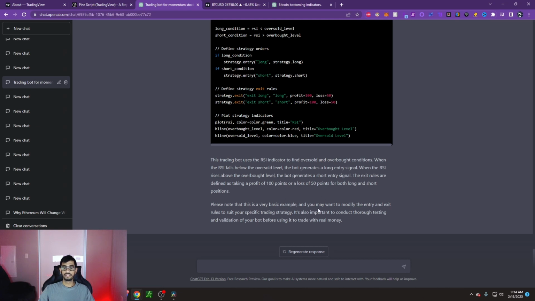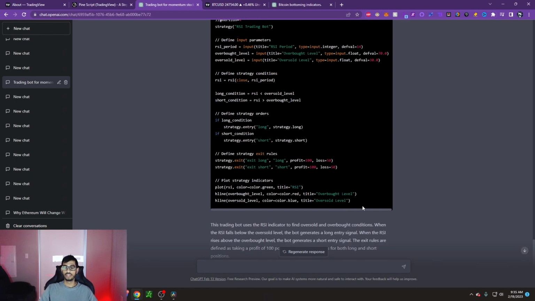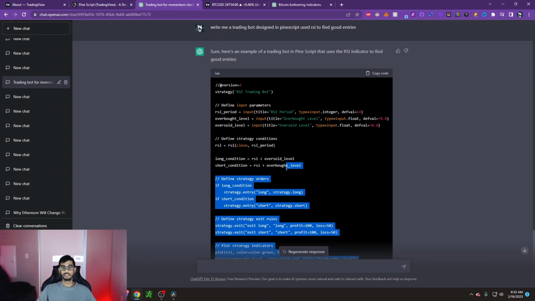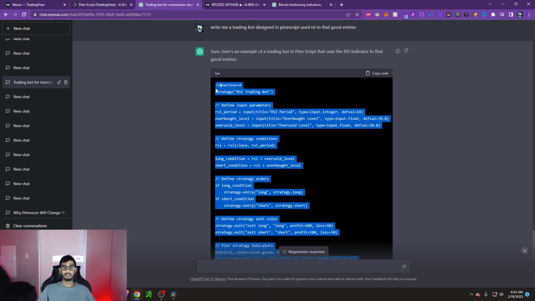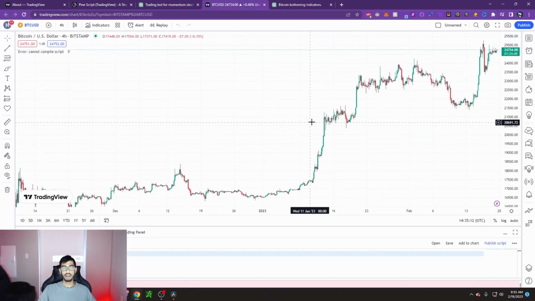Just note that this is a basic example, and you may want to modify the entry and exit rules to suit your specific trading strategy. So just like anything, you guys should be using this as an outline and not necessarily using it to copy and paste. But just for this example, I'm going to copy and paste this directly, and let's see if this works in TradingView. So I'm going to press Control-C, copy that.